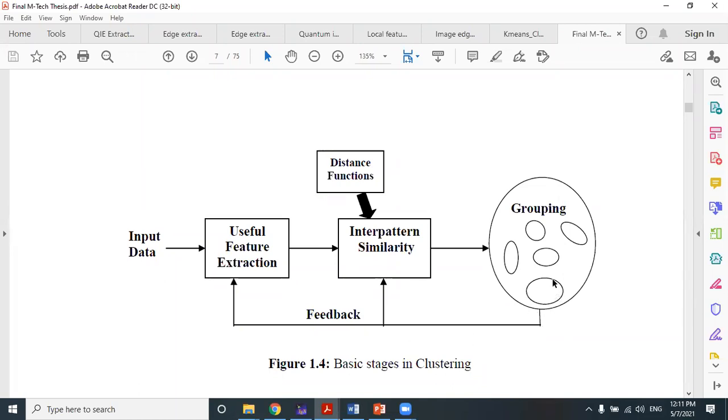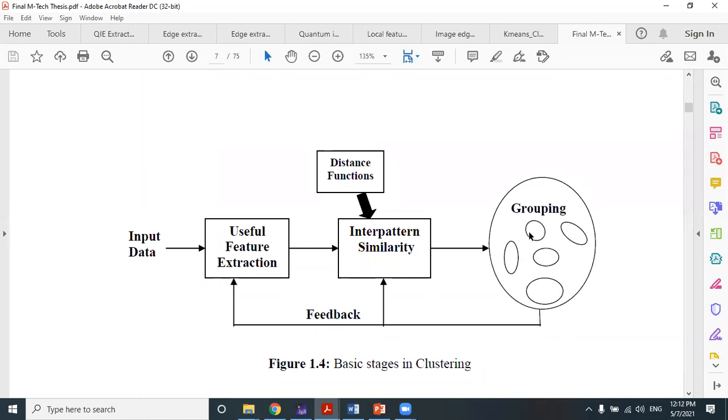I already told you in the last class, the objects or observations present within the same cluster must be similar to each other, and the objects of two different clusters must be dissimilar to each other. That's why the intra-cluster similarity should be high and the inter-cluster similarity should be low. Intra-cluster similarity means the similarity between objects within a cluster. Inter-cluster similarity means the similarity between objects of two different clusters. So inter-cluster similarity should be low, and intra-cluster similarity should be high.